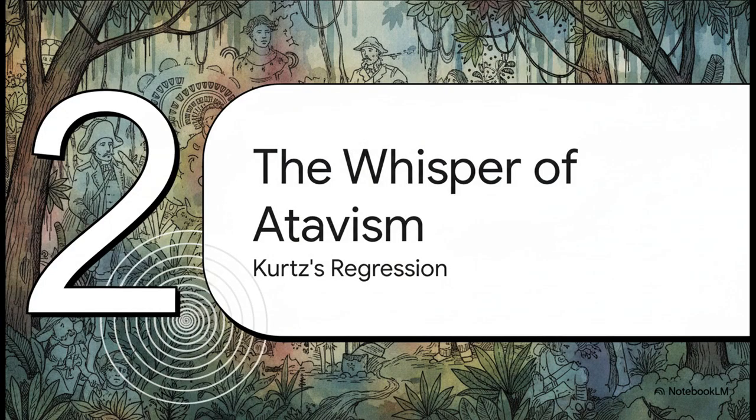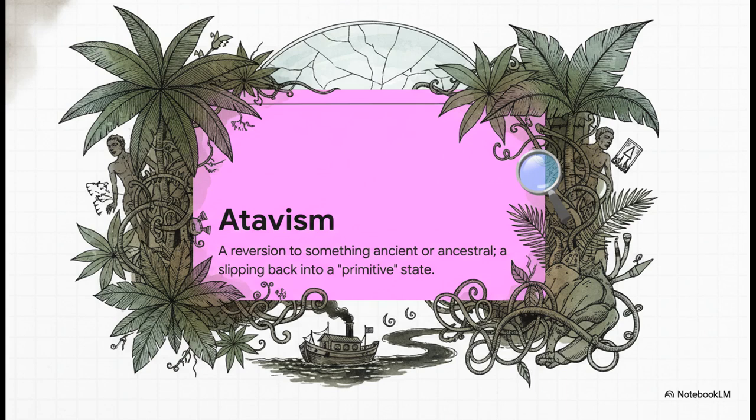Okay, so we've looked at the external world. Now let's turn inward, into the psychological landscape of the characters. We're going to explore what happens to the minds of these Europeans when all the rules of their society are stripped away by the jungle. And that brings us to a really key concept: atavism.